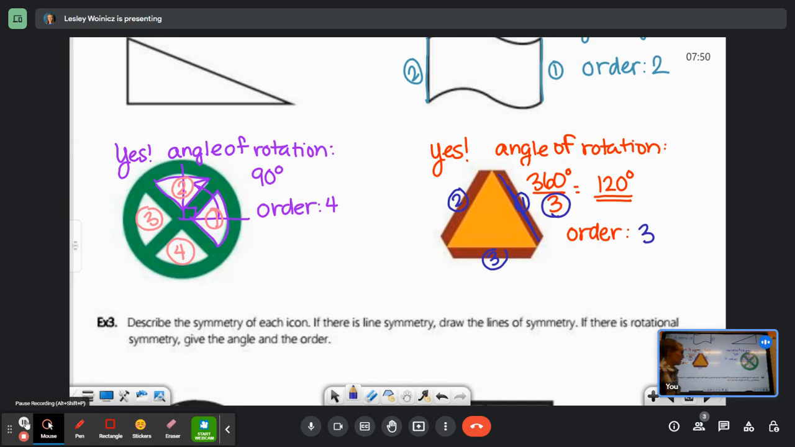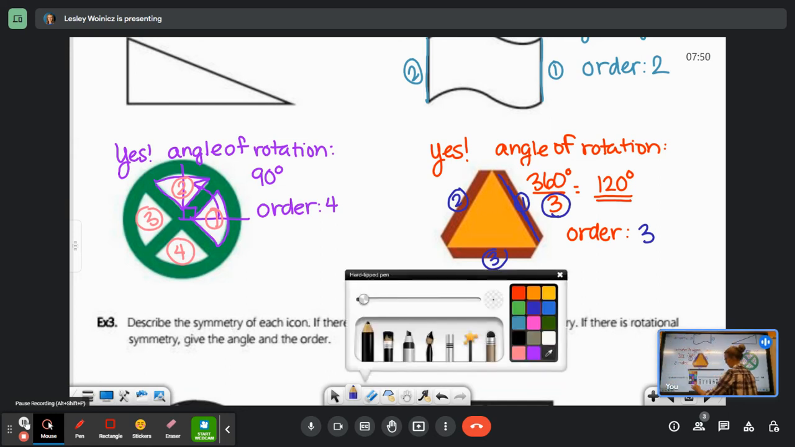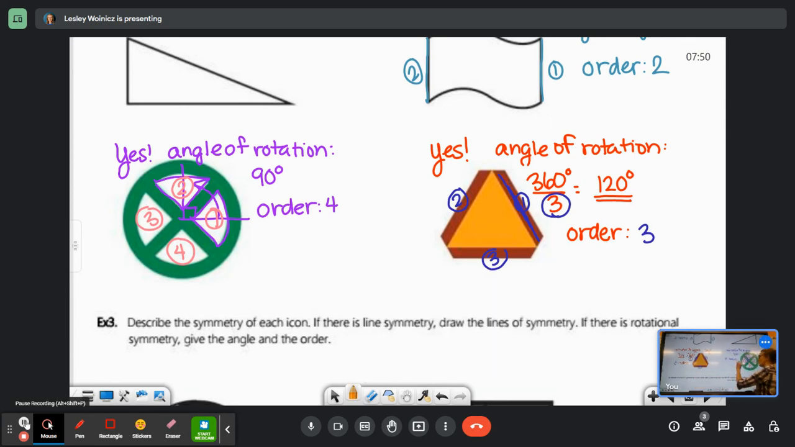Now this is the pattern, because if I go back and look at the green one, if I take 360 and divide that by 4, I do get 90. So these are all related.